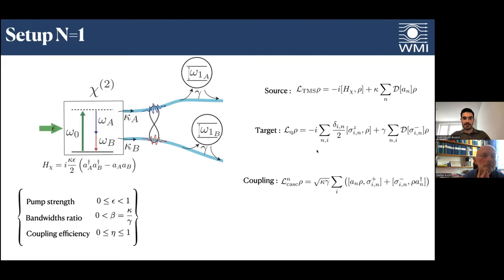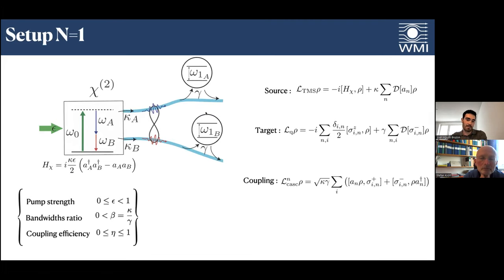And this is the first setup. I just put the master equation for completeness, but it's not necessary. So how do we model this? The source is just a nonlinear Hamiltonian, which basically means we are producing pairs of photons in modes A and B. They are correlated. These photons couple to a waveguide, and then they couple to different qubits.